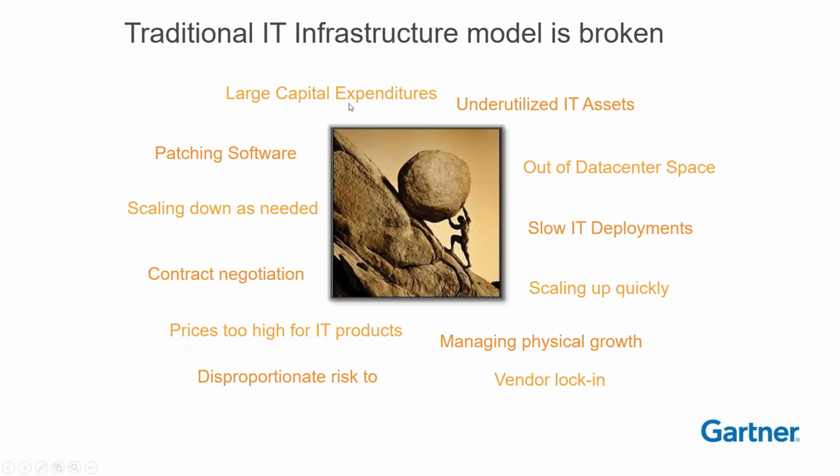So we had to invest in large capital expenditures. We were running out of data center space very quickly. There were highly underutilized IT assets because we need to plan for peaks. A lot of the time you over-provision, so that leads to underutilized IT assets. Scaling up was a challenge. Scaling down was also a challenge, not possible rather. There were vendor lock-ins. Managing physical growth was a challenge. Pricing was getting too complex. Contract negotiation every time we needed to buy assets was also getting very, very difficult. I'm sure some of you who are managing your infrastructure in your data centers would relate to some of these challenges that we were facing as we were growing, right?